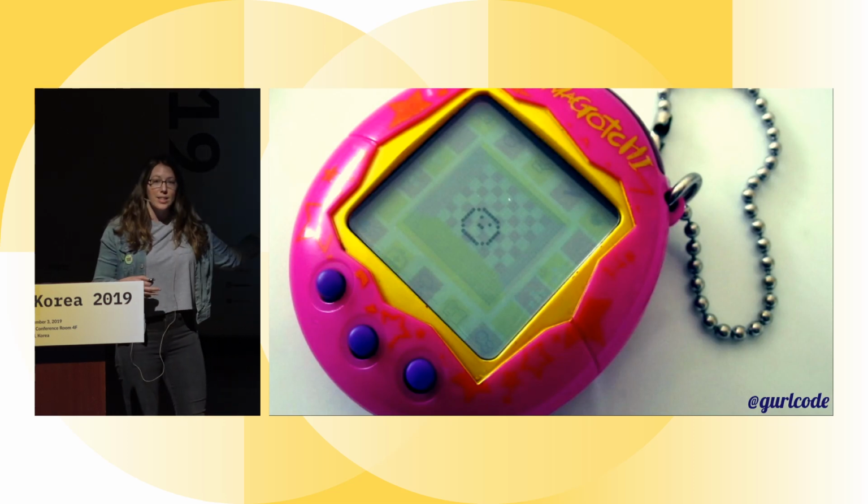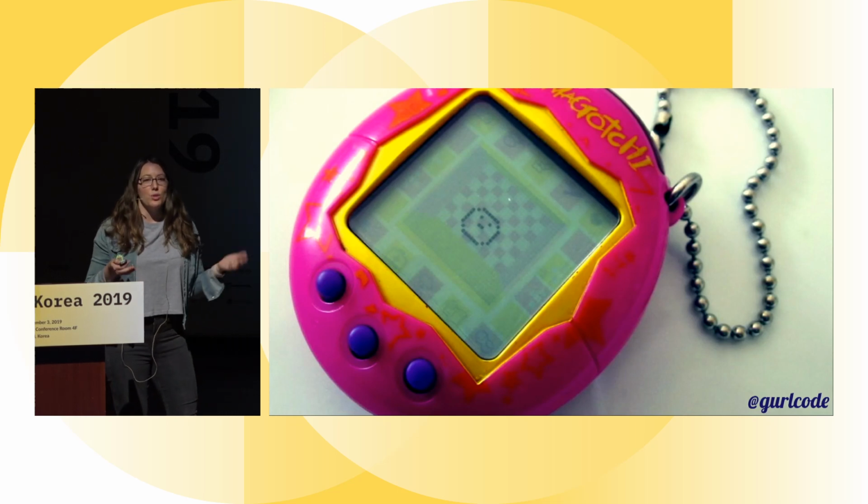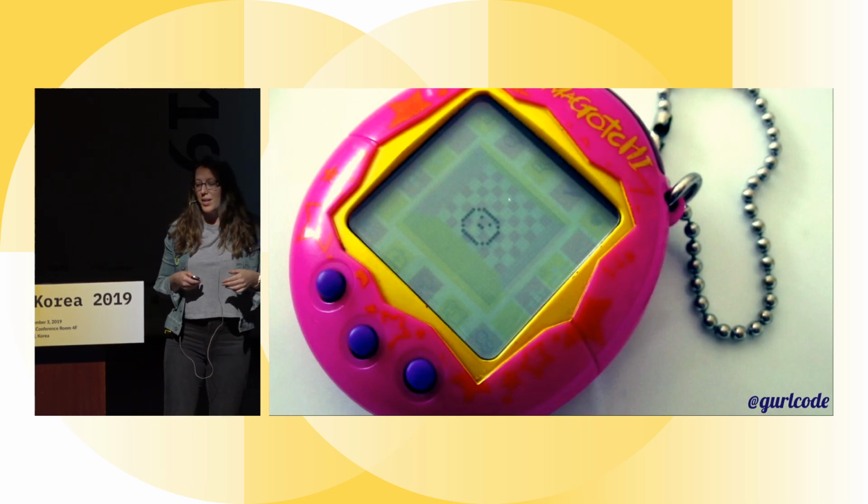So it would go from a baby like this to a teenager to an adult. And then when it became an adult, you didn't know what type of Tamagotchi you were going to get, so that was like the fun surprise of it.